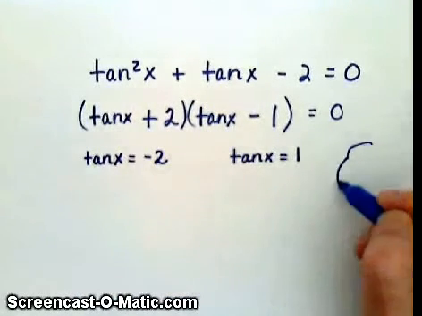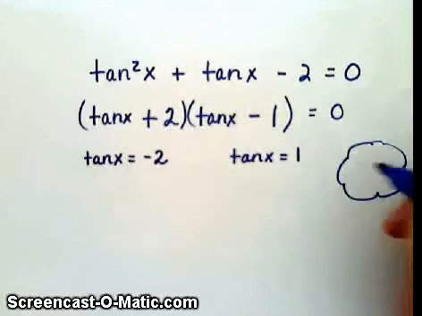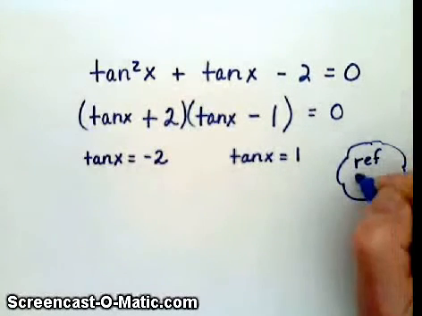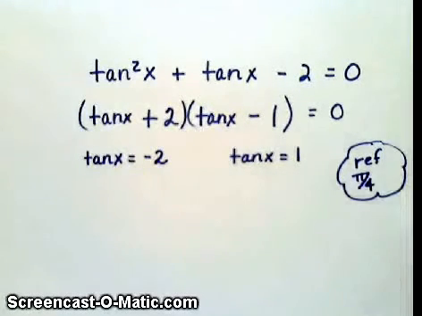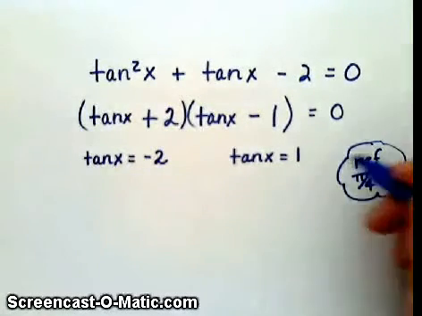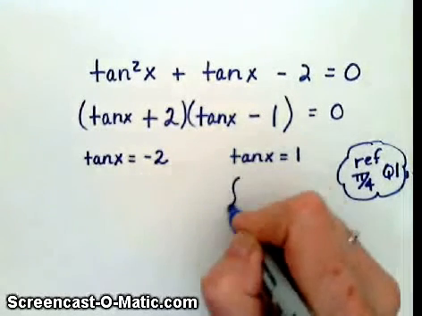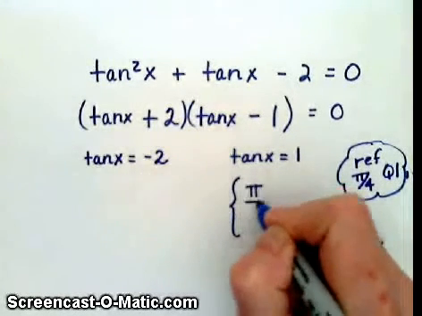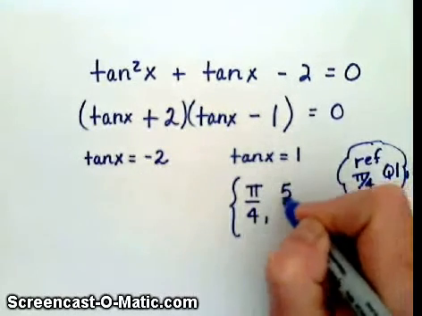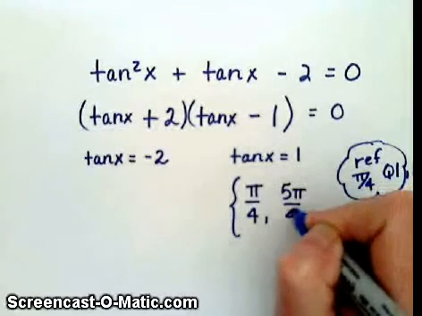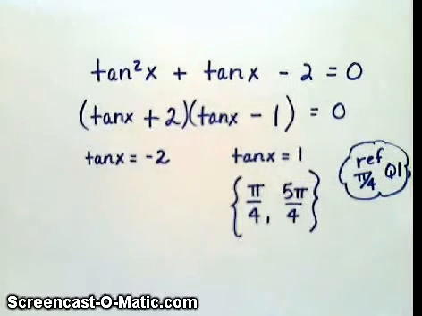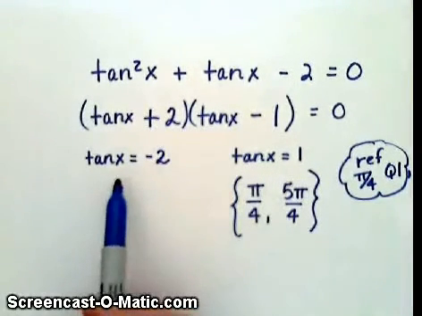Now this one is fairly straightforward. The reference angle here is pi over 4. That comes off of our 9-part chart. And tangent is positive in quadrants 1 and 3. So this answer is pi over 4 in the first, 5 pi over 4 in the third. So that's pretty straightforward. Now this one, not so easy.